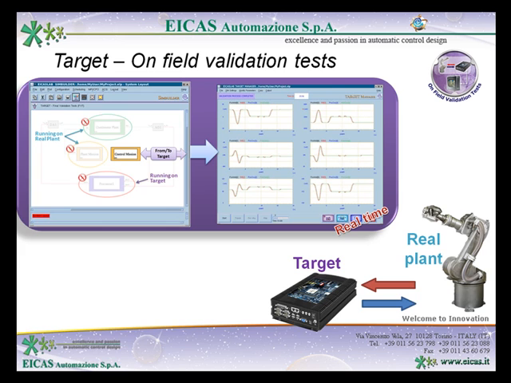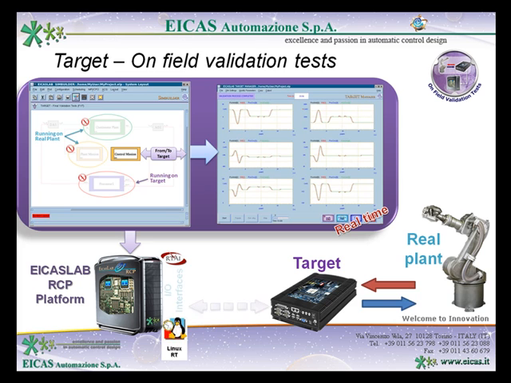To support the campaign, if desired, you can again use the RCP platform, connected with the target and acting as host computer, supervisor, and more in general offering instruments for trials management, data recording and monitoring. For instance, you can decide to run the control mission on the RCP platform and the control area activities on the target. To manage these operations, a special tool is integrated in the EICASLAB suite called Target Manager.